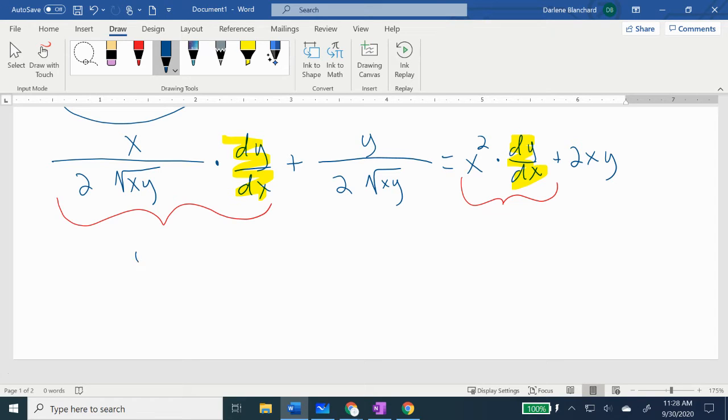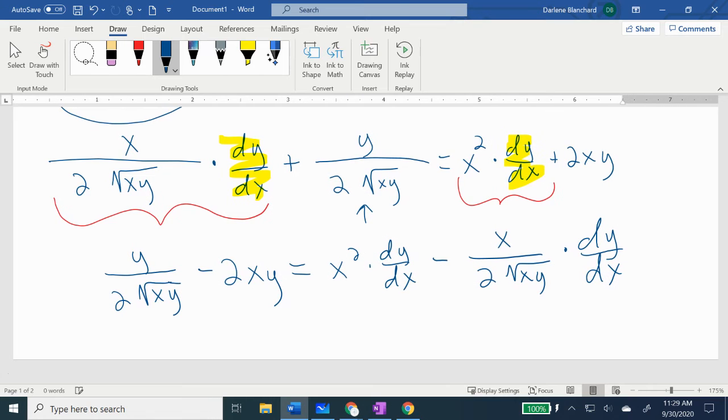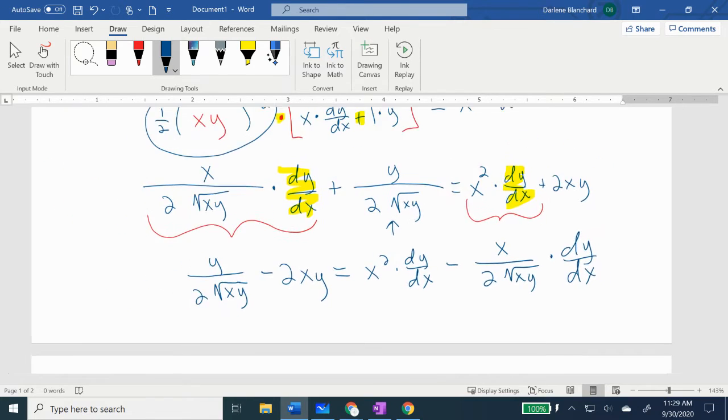So I'm going to keep the y over 2 times root of xy right here, and then I'm going to subtract the 2xy. And then I will keep the x squared times dy dx where it is. I'm going to subtract this beast over.